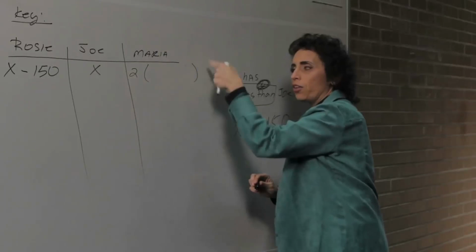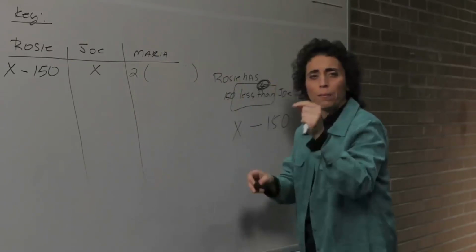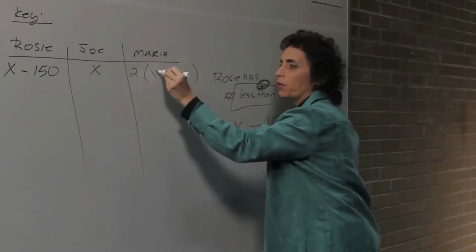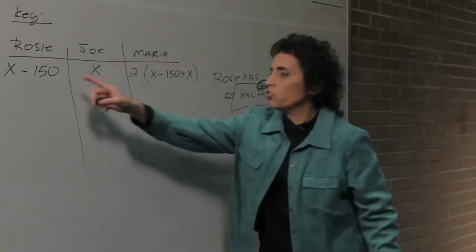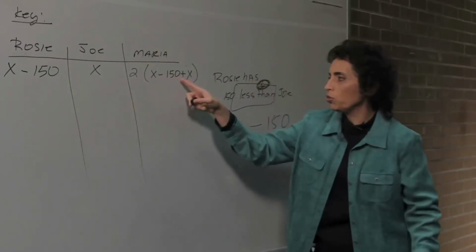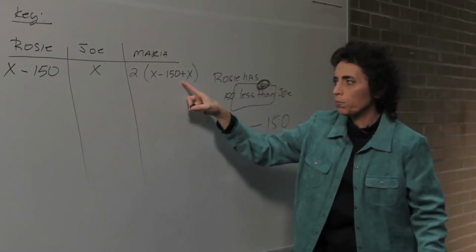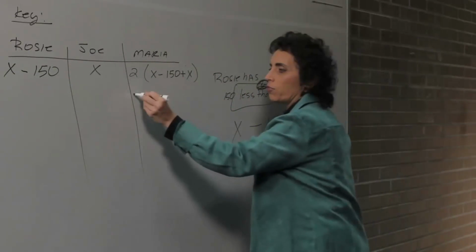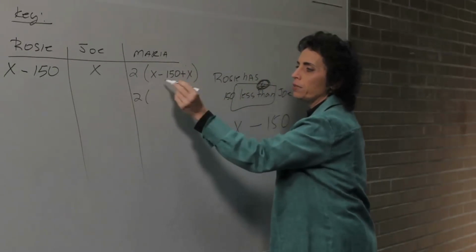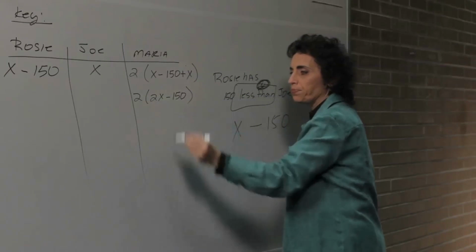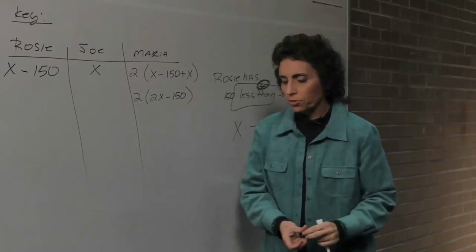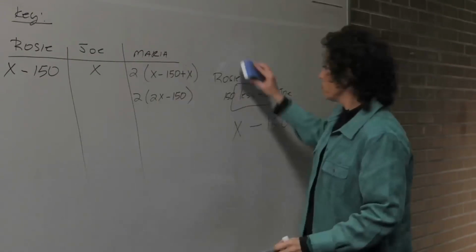Operation, 2 times the sum. Times and sum. Operation followed by an operation, need a parentheses. And she wants the sum of the other 2. There's the sum of Rosie and Joe. Rosie plus Joe. This I can simplify a little. X plus X is 2X minus 150. So that's what that is. Okay.